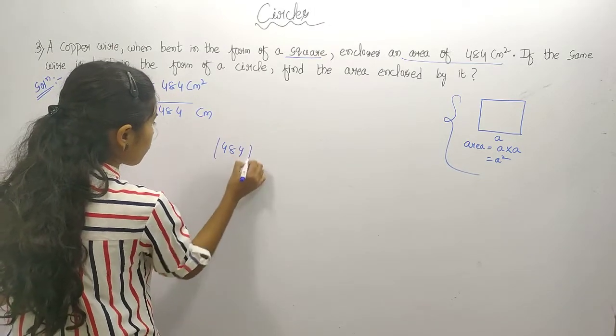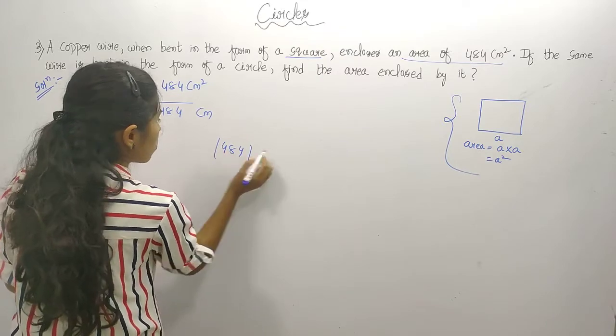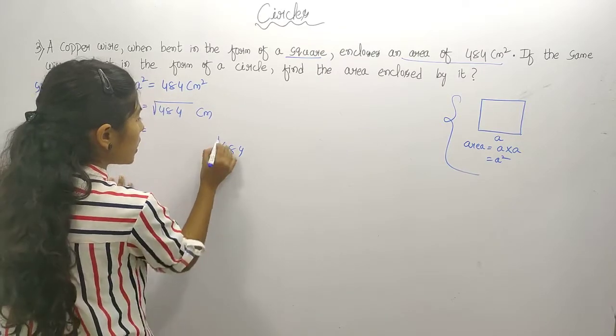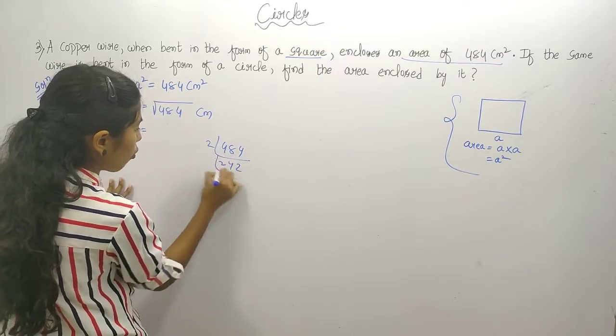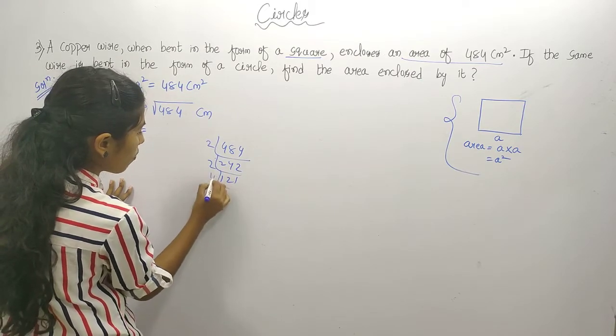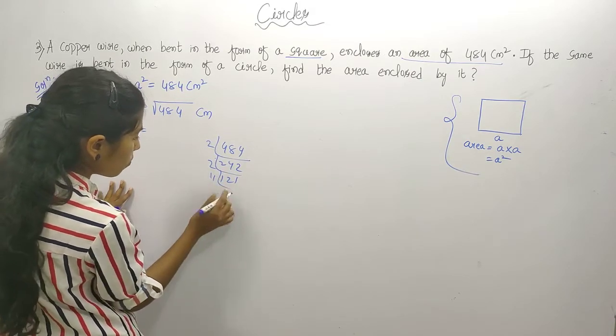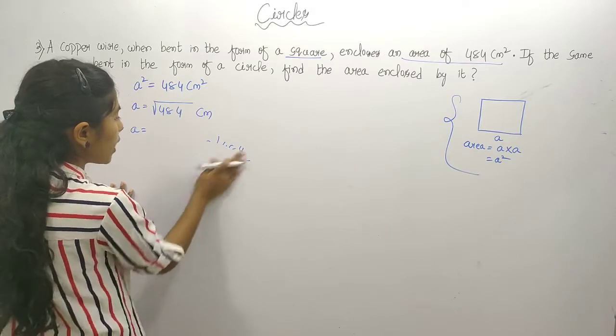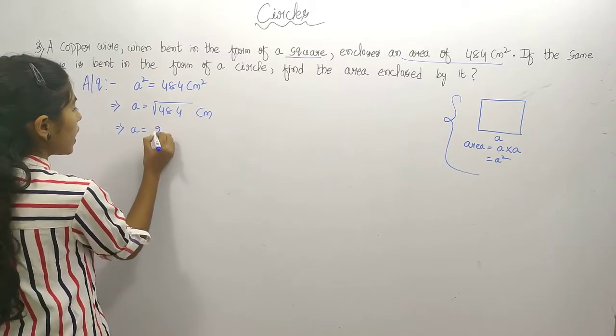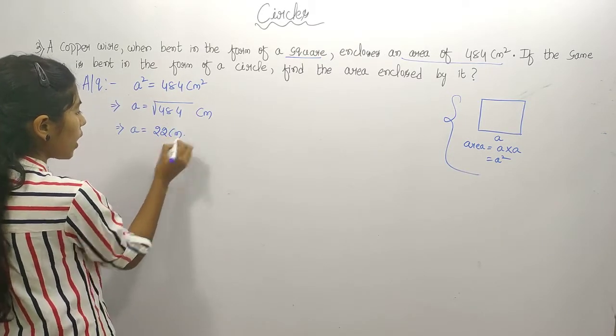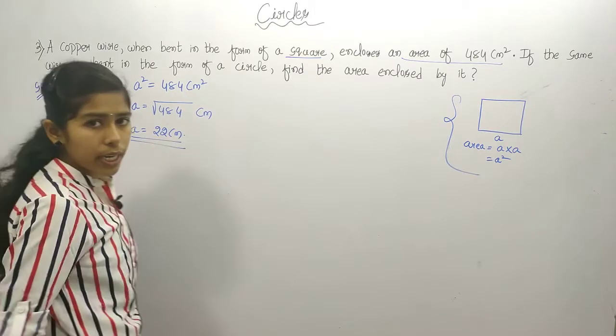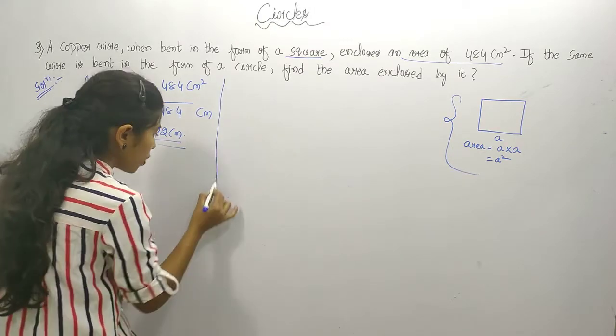So that implies A equals root 484. You find, you can do LCM also. 2 into 4, 2 4 8, 2 into 4, 2 1 2, 2 into 4, 2 1 2, 11 11. So 2 into 11 is 22 cm. Okay, so A equals 22 cm.